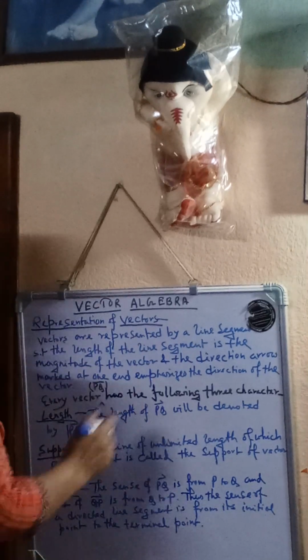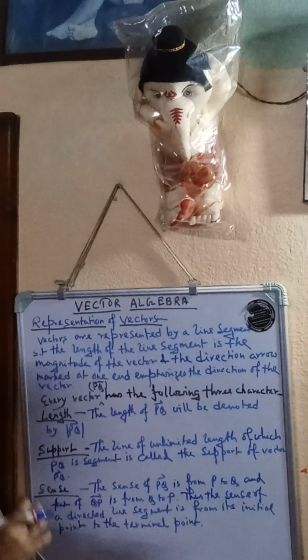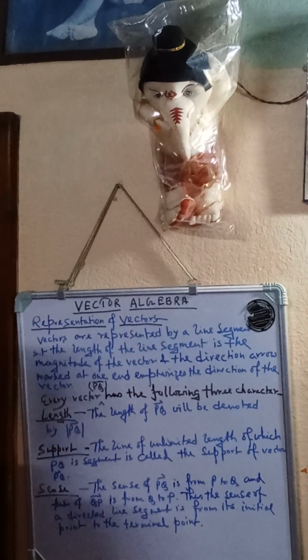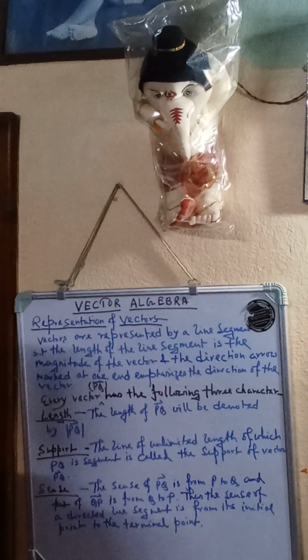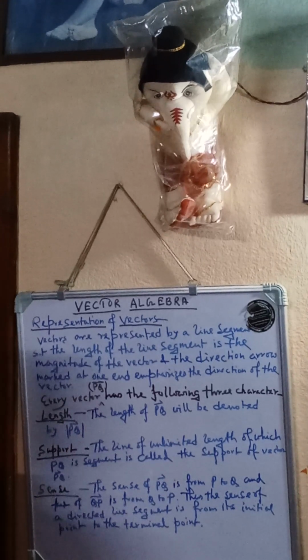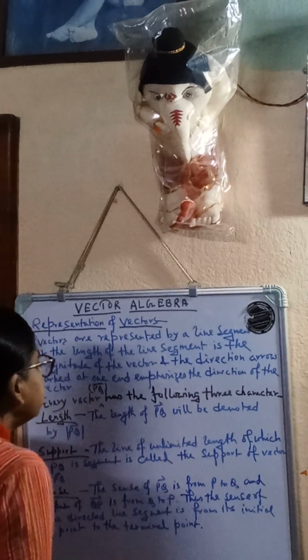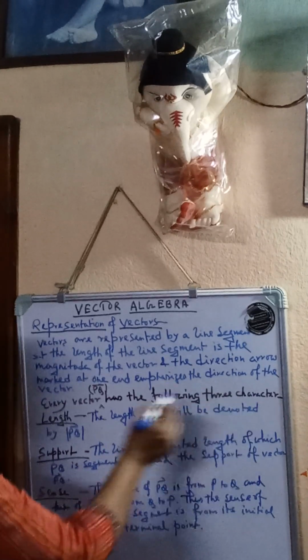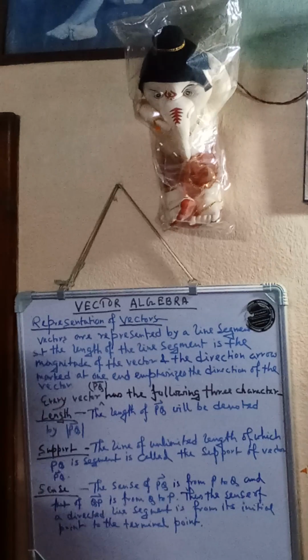Vectors are represented by a line segment such that the length of the line segment is the magnitude of the vector. The length of this line segment we call the magnitude of the vector, and every vector has a direction arrow marked at one end, which emphasizes the direction of the vector. Every vector has three characteristics.